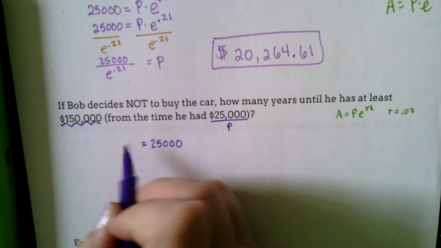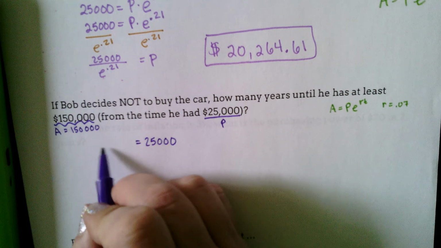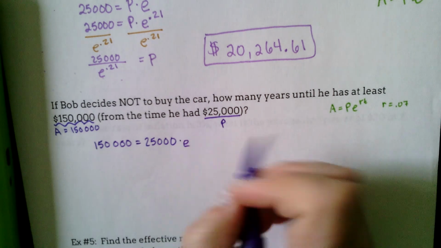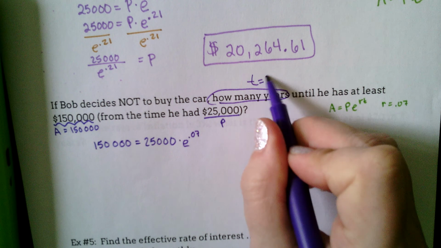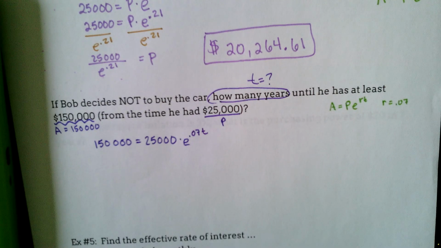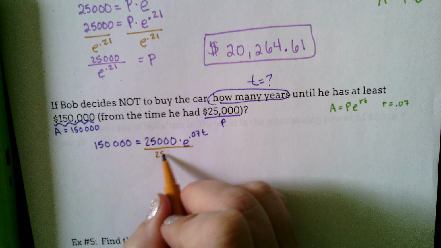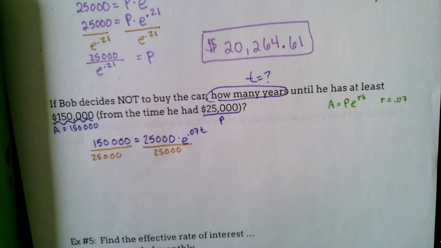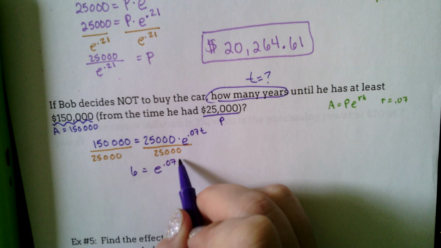This is how much he wants to have at least. So that's our A, 150,000. And then times e to the 0.07t. And we want to know t. t is what we don't know. Okay. So to start solving this, we would divide both sides by 25,000. And that's going to be 6 equals e to the 0.07t.